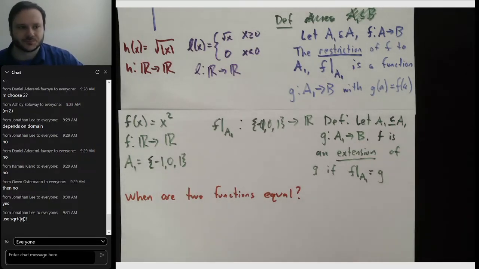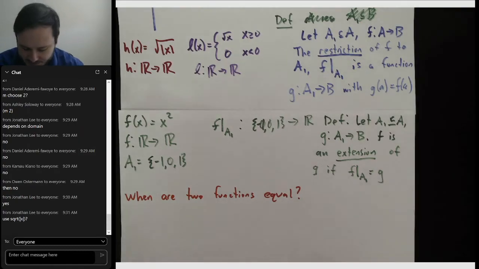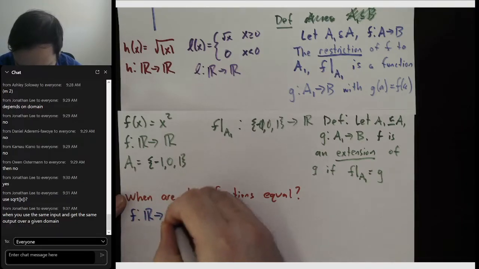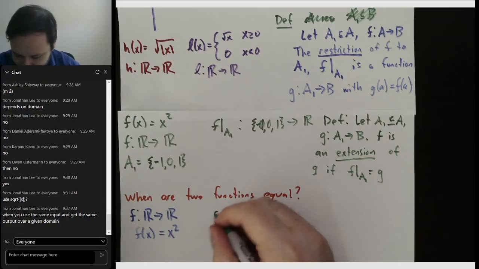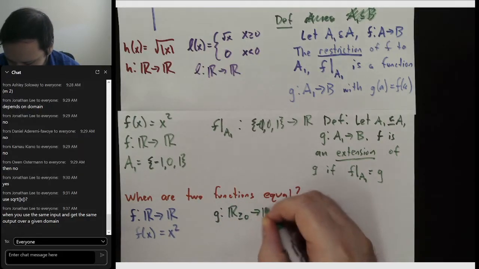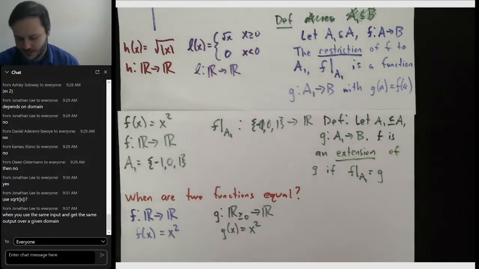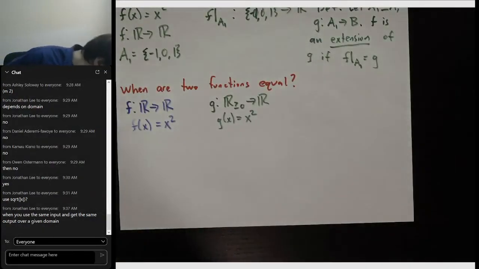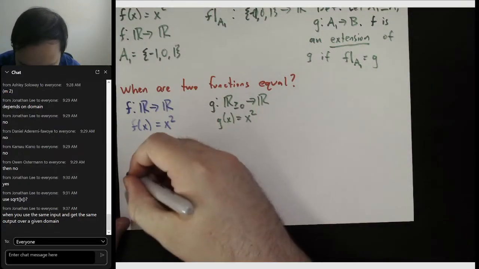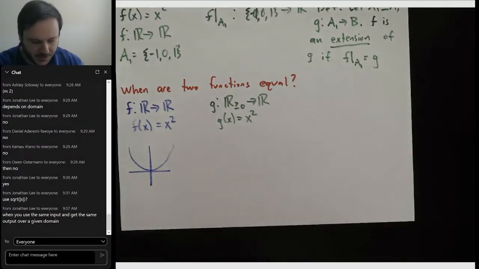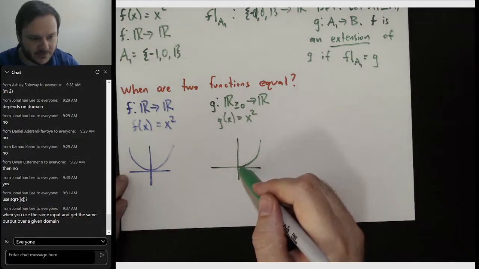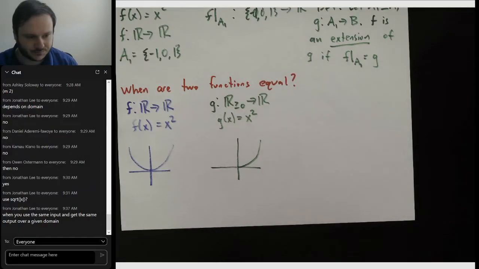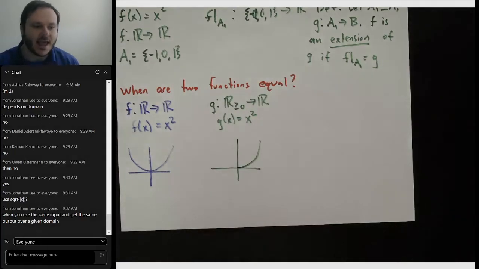This function and this function are not equal. Right? Think about the graphs for each one of these. This one I'm allowed to input any real number. This one I'm only allowed to input positive numbers or non-negative numbers. They don't have the same graph, so they're not the same function. Good. So first they need to have the same domain, and then, exactly as was mentioned in chat, the same input should give the same output.